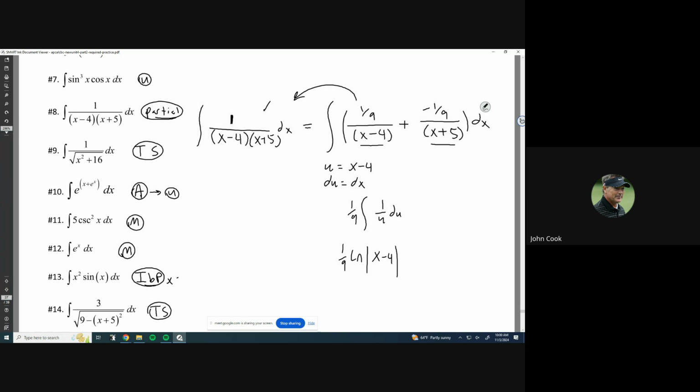And then this other integral is going to be, let's see, if I let u be equal to x plus 5, du is equal to dx. So that means that the other integral I get is a -1/9, 1 over u du again. And so for that one, I get -1/9, and then natural log absolute value of u, which is x plus 5, and then plus my constant c. So there you go. That's the first partial fractions problem.